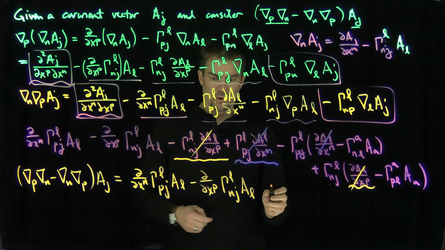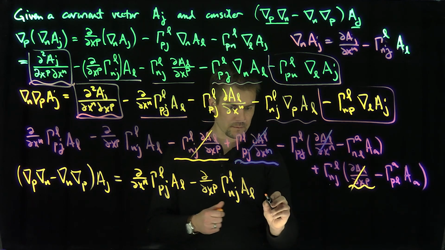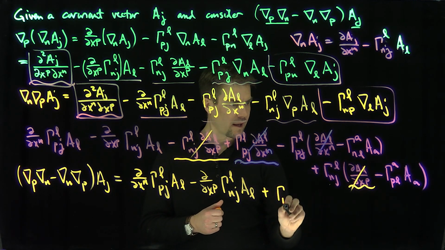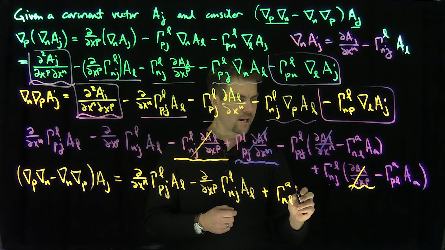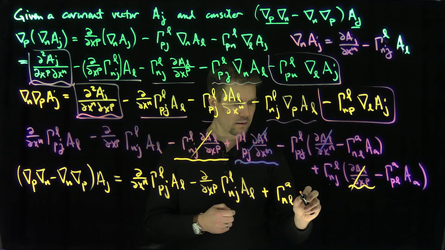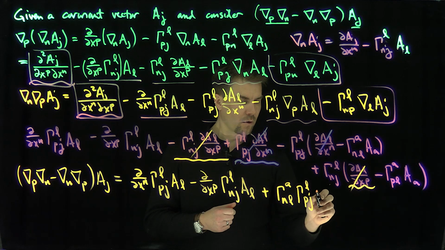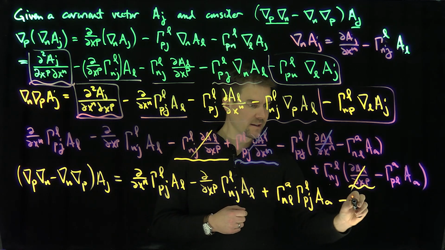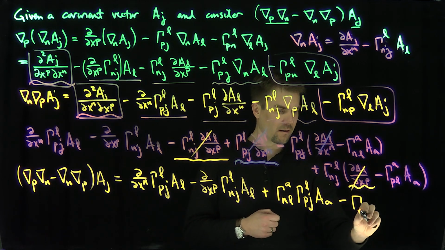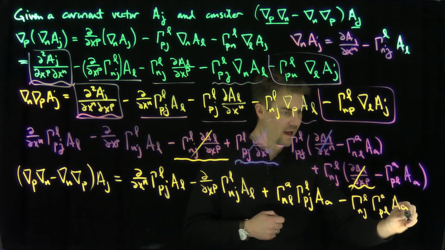And then what terms persist over here? Then we have the positive over here. So I have positive Γ^A_NL, and then what? And then we have a Γ^L_PJ. And then over here, of course, this is an A, and then we have a minus Γ of what? Of N J L, Γ^A_PL A_A.